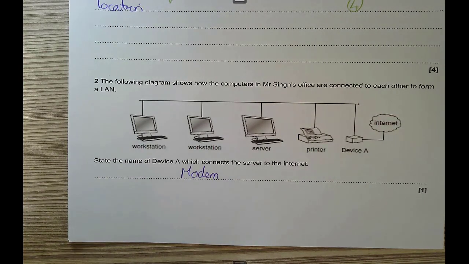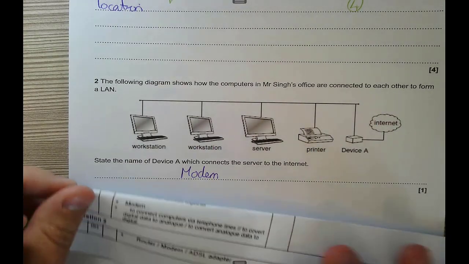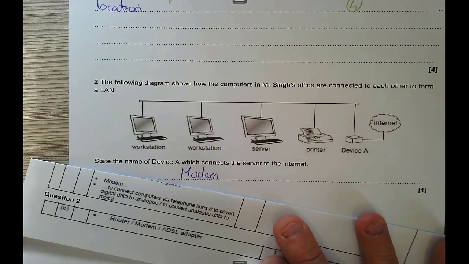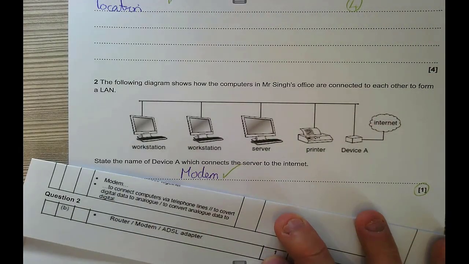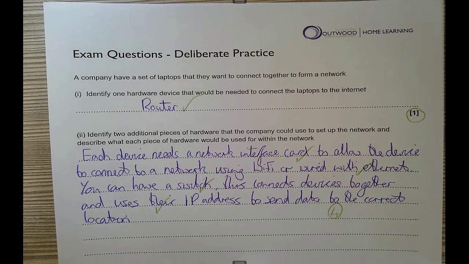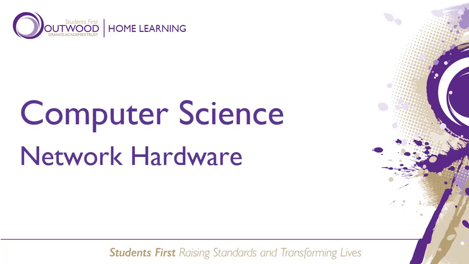And then finally, the last question was state the device which connects the server to the internet. Well, it's the same question as question 1 really. This mark scheme is allowing router, modem, which is what I've got, or ADSL adapter, although they're a little bit extinct now. Okay, so there are your answers, all about network hardware with our deliberate practice. That's what you need to know about network hardware. They're really important ones to keep consistently reviewing so that you can remember them when it comes to your exam.